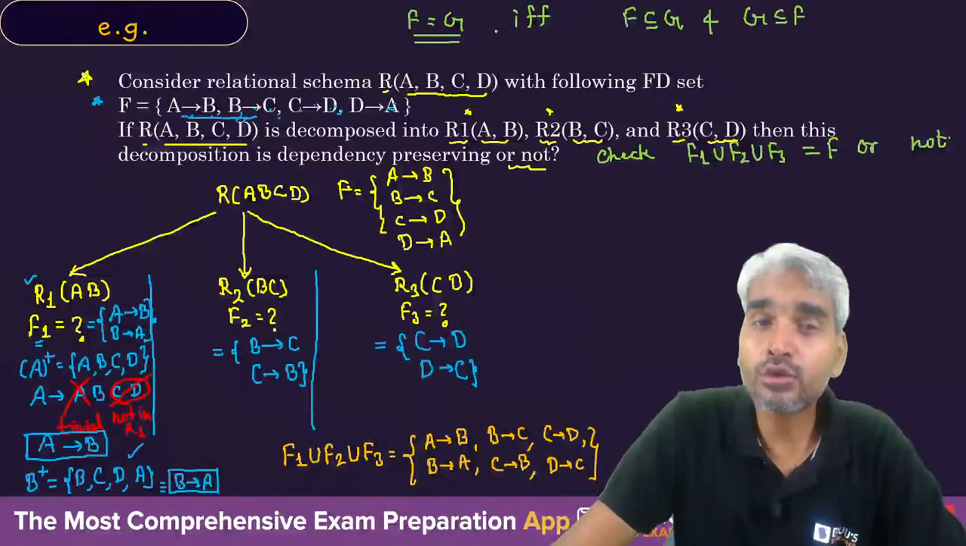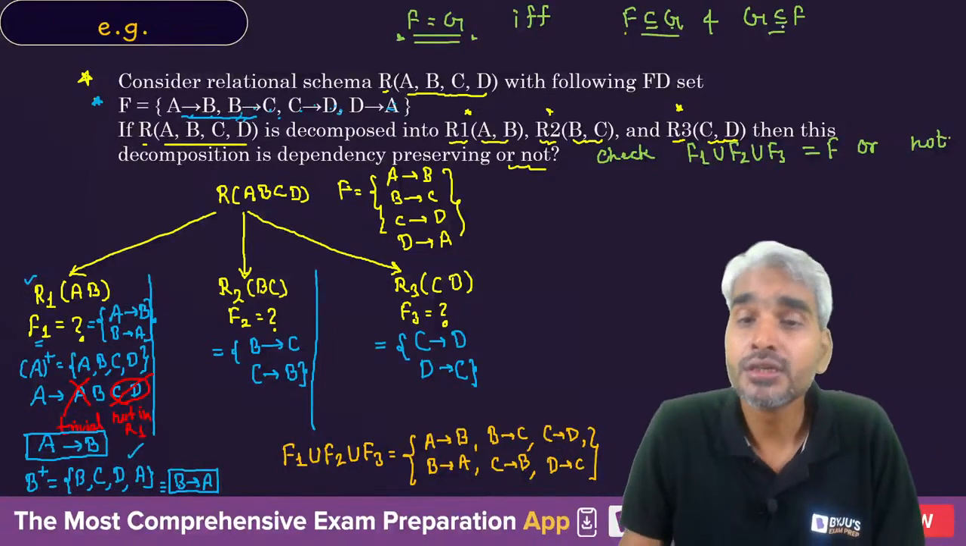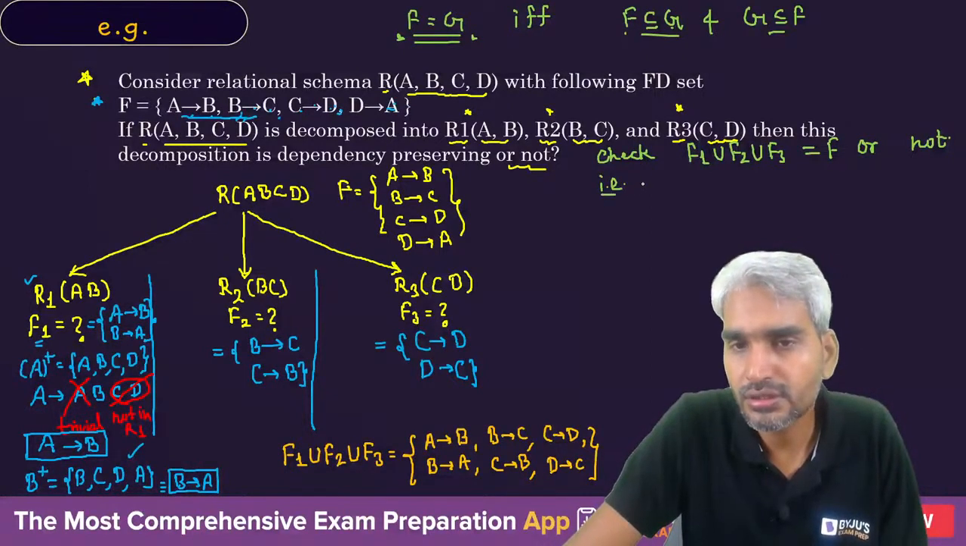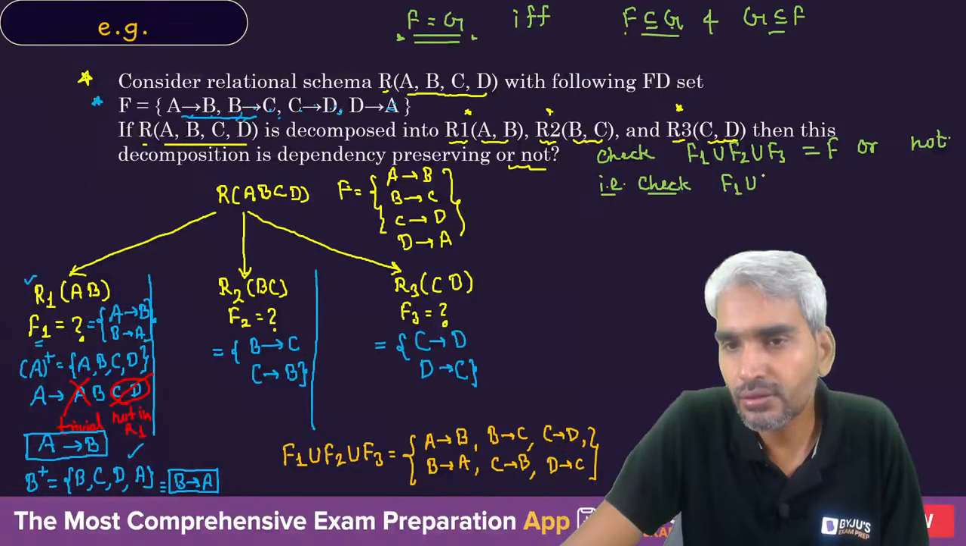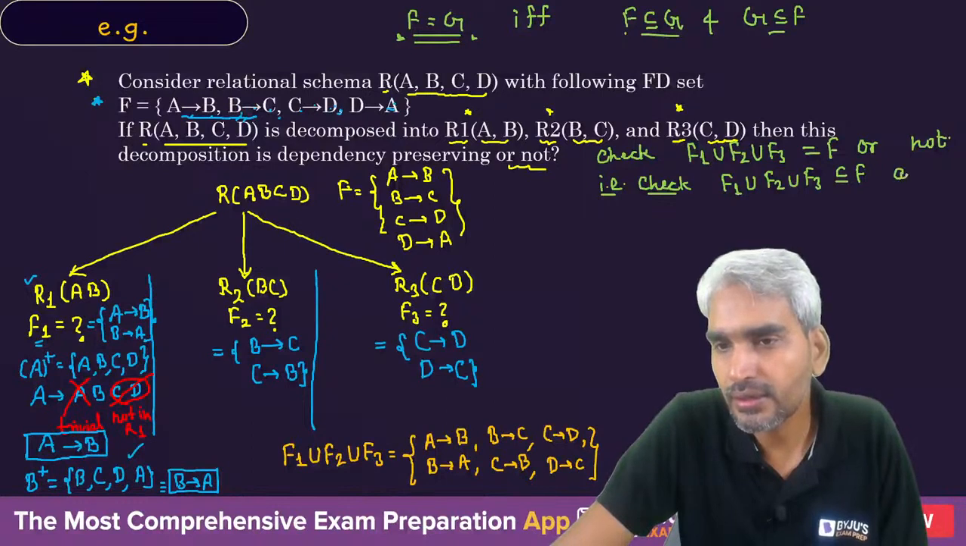To say that two FD sets F and G are equal, you just need to ensure that F is a subset of G and G is a subset of F. If both are true, then F equals G. So here you need to check that F1 union F2 union F3 is a subset or equal to F, and F is a subset or equal to F1 union F2 union F3.